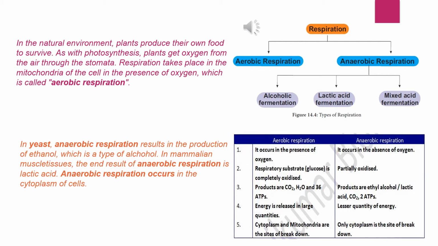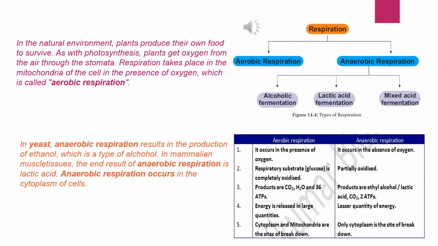In the natural environment, plants produce their own food to survive. As with photosynthesis, plants get oxygen from the air through the stomata. Respiration takes place in the mitochondria of the cell in the presence of oxygen, which is called aerobic respiration. Now come to the next one.